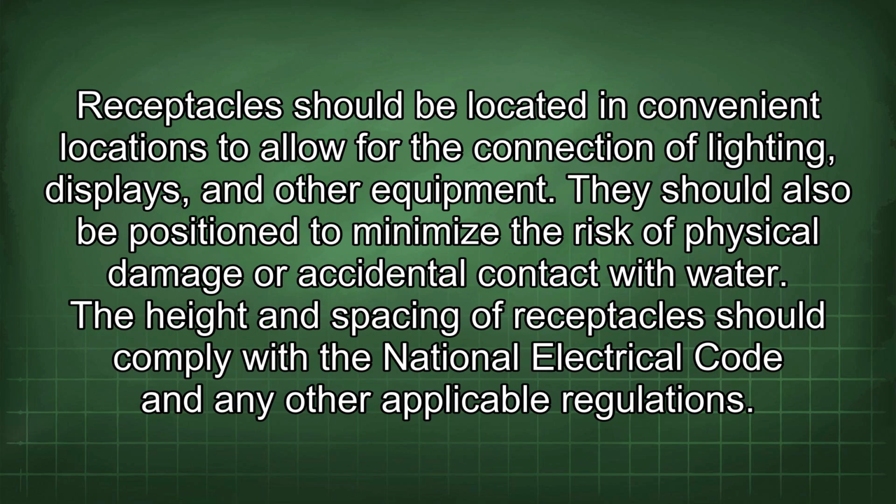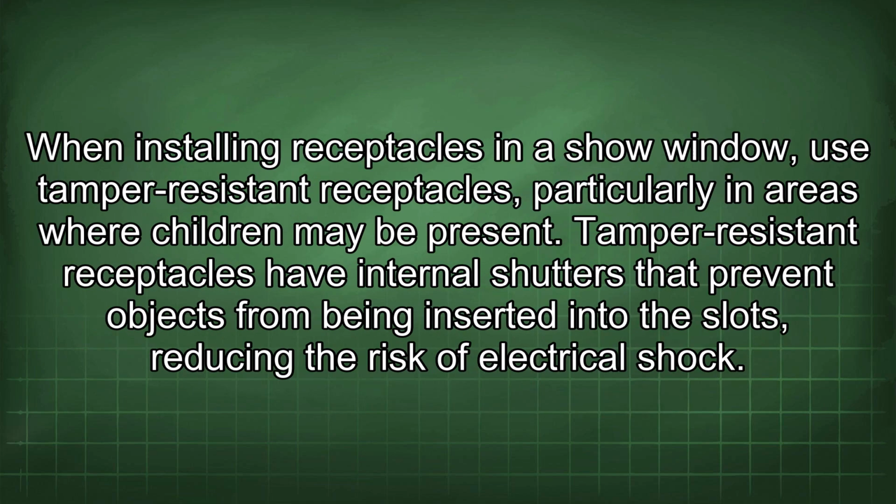Receptacles should be located in convenient locations to allow for the connection of lighting, displays, and other equipment. They should also be positioned to minimize the risk of physical damage or accidental contact with water. The height and spacing of receptacles should comply with the National Electrical Code and any other applicable regulations. When installing receptacles in a show window, use tamper-resistant receptacles, particularly in areas where children may be present. Tamper-resistant receptacles have internal shutters that prevent objects from being inserted into the slots, reducing the risk of electrical shock.